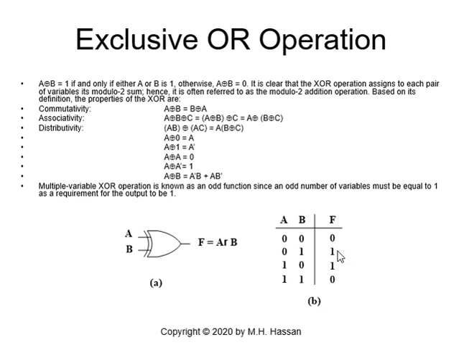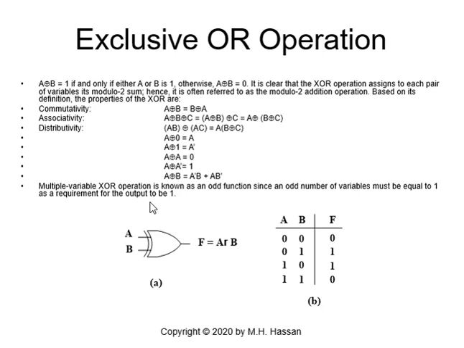So F will be 1 here or here, so we say it is A prime B or A B prime. And this is how we get this switching function. So A exclusive OR B will be A prime B or A B prime.